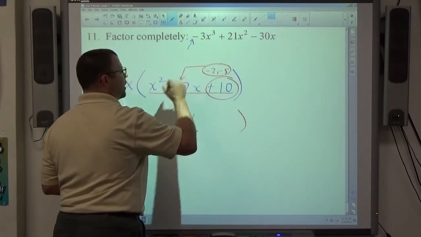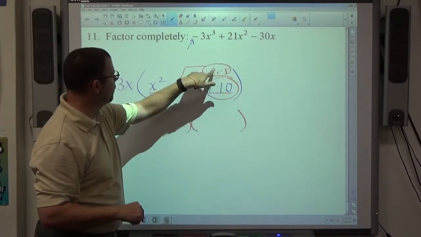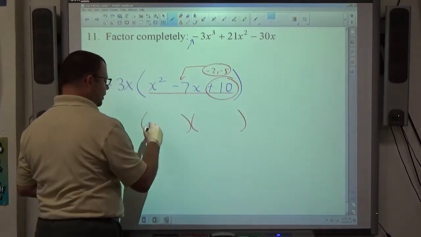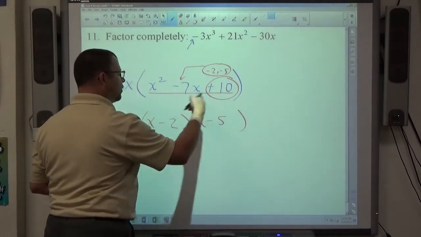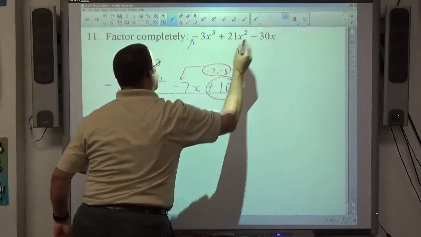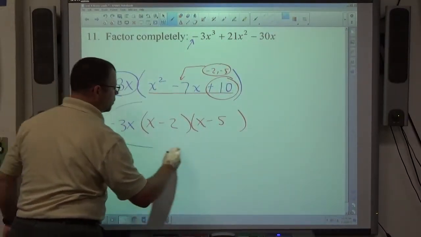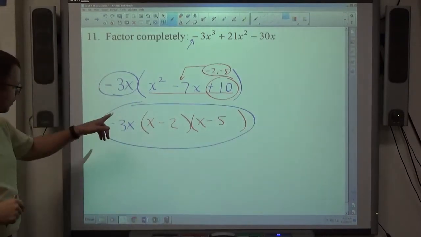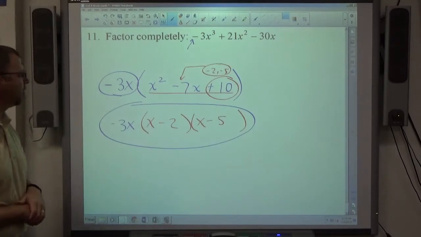It also adds to make negative 7, and negative 2 and negative 5 do the trick. These multiply to make a positive 10, they add to make a negative 7. X is the letter that's in the problem, so x minus 2 times x minus 5 is how that factors. And then of course our negative 3x common factor is still part of the answer. So that is factored completely. Once each factor is x to the first power, x to the first, x to the first, x to the first, that's when you're done factoring.